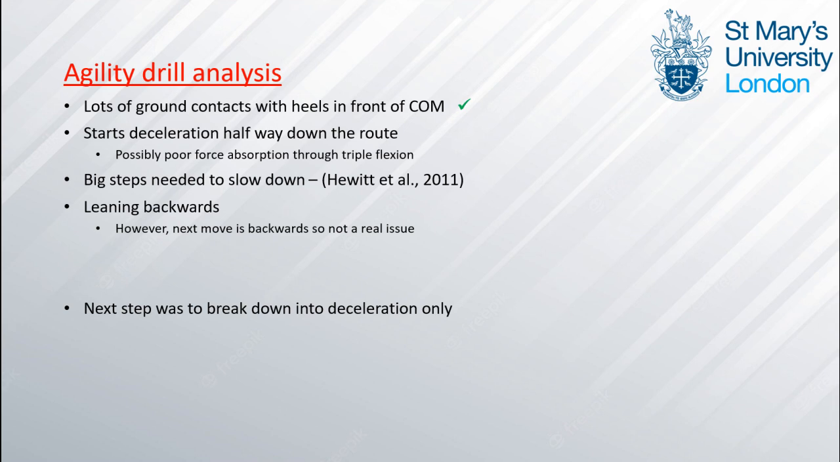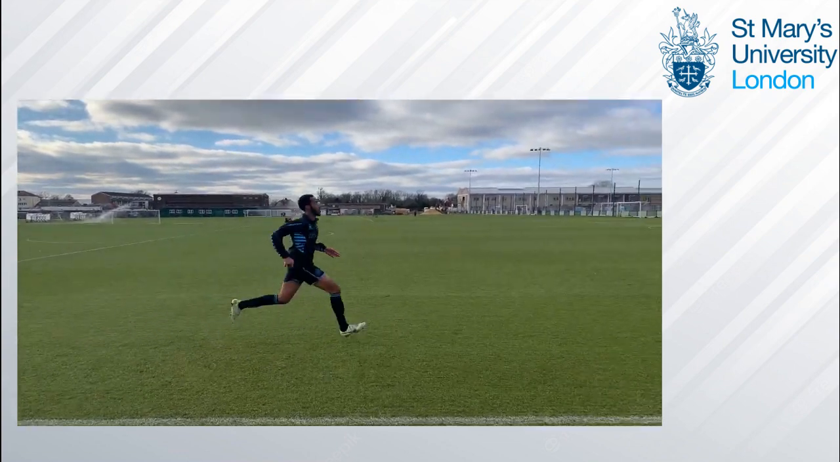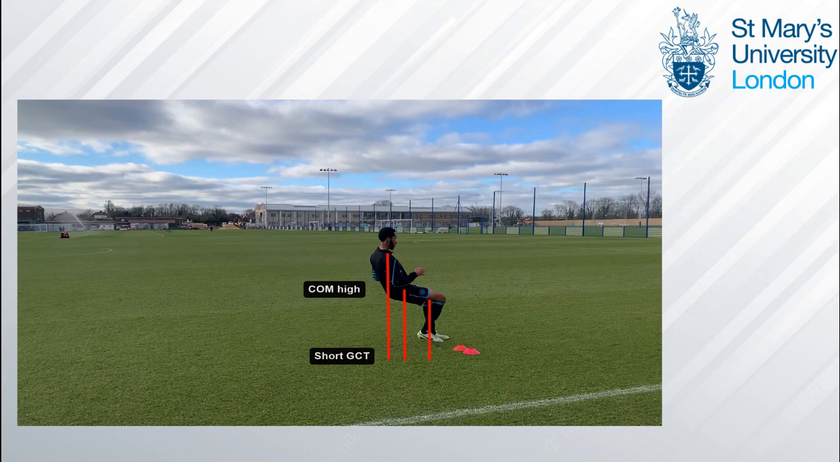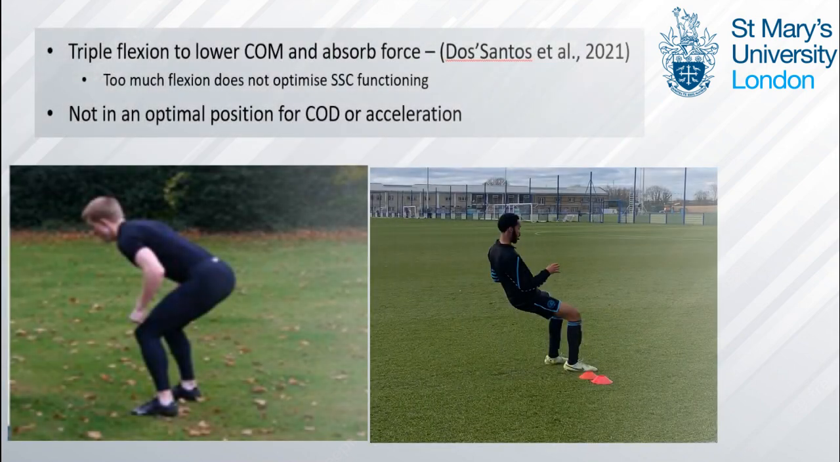The next step was to break down into deceleration only. So breaking down to a decel only, there's short ground contact time, which Hewitt et al. says you need long ground contact time to absorb horizontal forces, and also his hips are behind his knees and his shoulders behind his hips, which means his centre of mass is further back. DeSantis et al. argues better triple flexion will lower the centre of mass and better absorb forces.